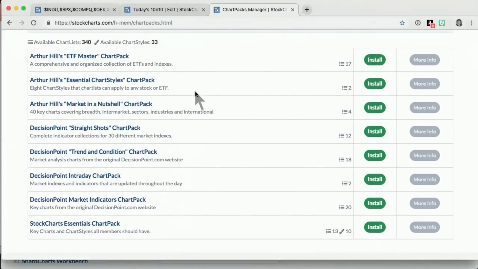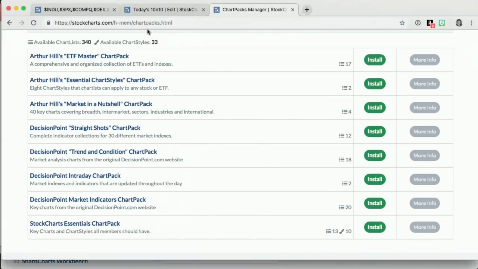Now, I'm going to caveat this right off the bat and tell you that you do need to be an Extra member or above in order to download a chart pack. They are free, but you need to be an Extra member or above because Basic members can only have one chart list. And of course, these chart packs include multiple chart lists. So you'll need to be an Extra member, but why wouldn't you? These chart packs are fabulous.